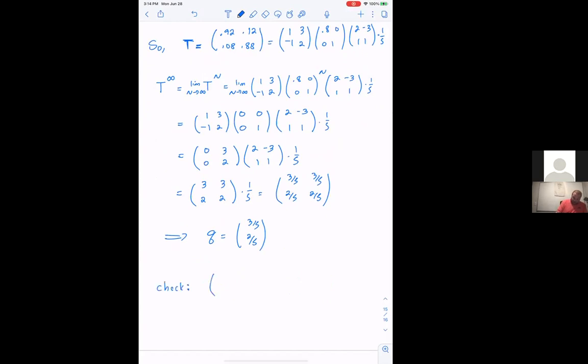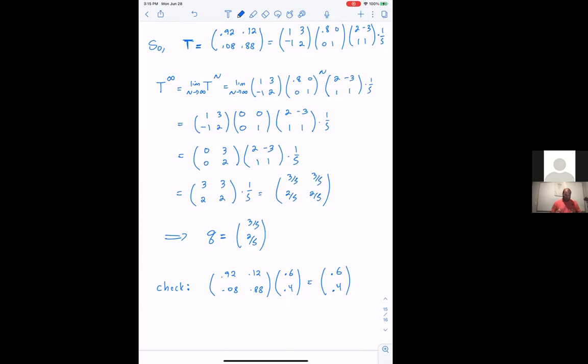If you take the original matrix 0.92, 0.12, 0.08, 0.88 and act it on 0.6, 0.4, so 0.92 times 0.6 plus 0.12 times 0.4 gives me 0.6, and 0.08 times 0.6 plus 0.88 times 0.4 does in fact give me 0.4. So we see that the steady state probability vector is 3/5, 2/5.